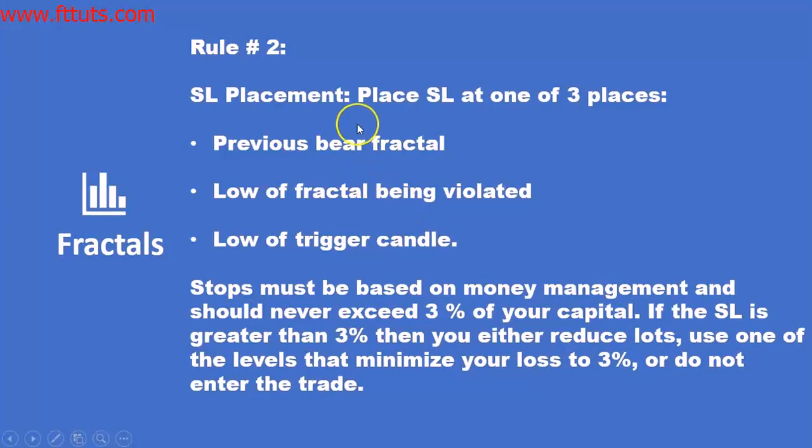And then your stop loss placement, one of three places: the previous bear fractal high, the high of the fractal being violated, or the high of the trigger candle. Stops must be based on money management and should never exceed 3% of your capital. If the stop loss is greater than 3%, then you either reduce lots, use one of the levels that minimizes your loss to 3%, or do not enter the trade.